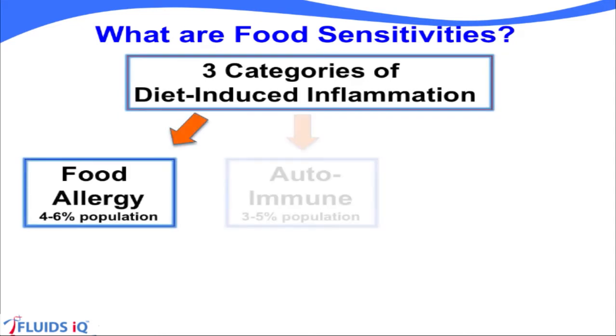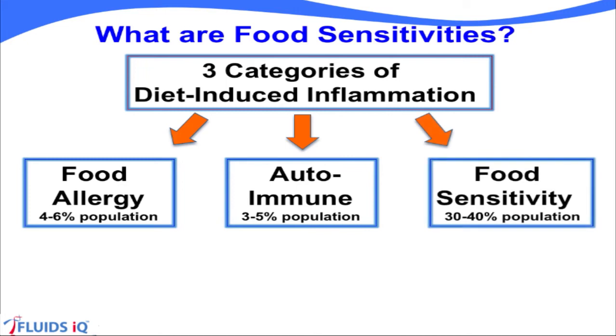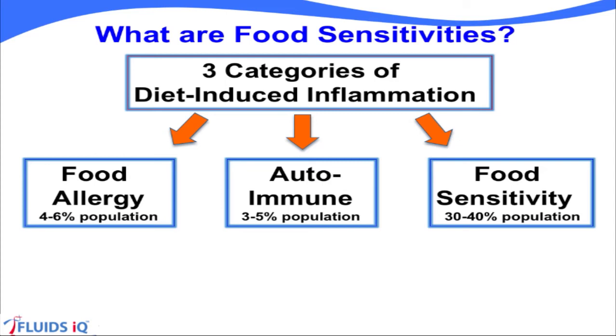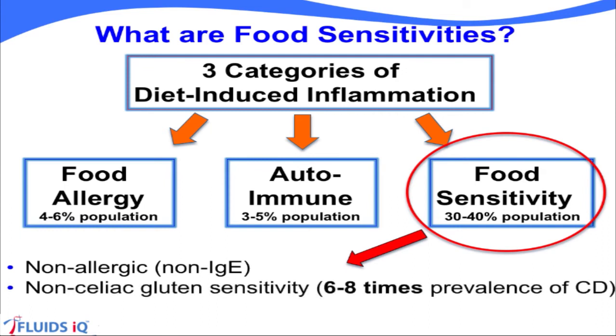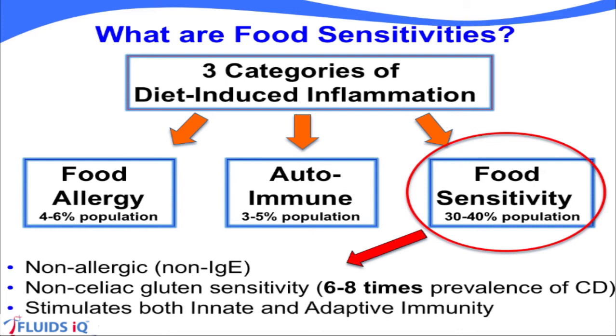So what are food sensitivities? Well, there are three categories classically of diet-induced inflammation. The first is a true food allergy, which affects about 4 to 6% of the population. Autoimmune response, which is about 3 to 5% of the population. And then the really vast amount of food sensitivities, which affects 30 or 40% or even greater of the population. And that leads, food sensitivity does, to non-allergic or non-IgE response. That is the same as you would consider with non-celiac gluten sensitivity, which needs to be seen differently from classic celiac disease response. It's 6 to 8 times as prevalent and stimulates both the innate and the adaptive immunity response.